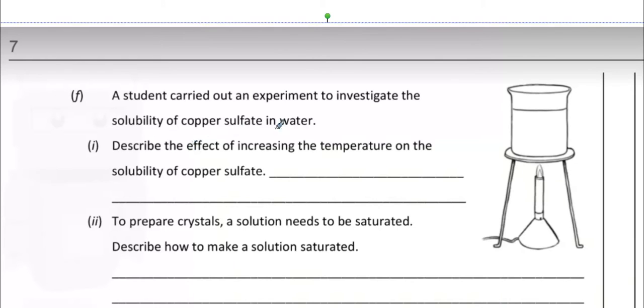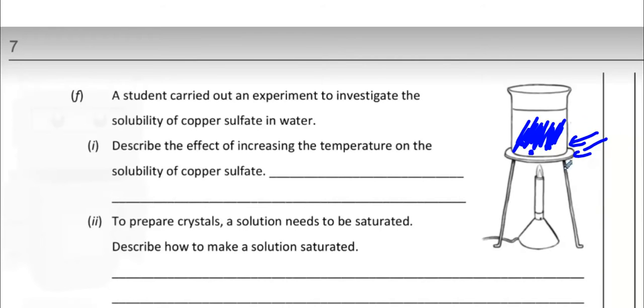F. A student carried out an experiment to investigate the solubility of copper sulfate in water. So copper sulfate is the blue crystals, and what happens is you want all the crystals to disappear and for them to make a blue solution. So you shouldn't be able to see any crystals down the bottom when they're all dissolved. Describe the effect of increasing the temperature on the solubility of copper sulfate. It increases the solubility. It increases the amount of copper sulfate you can dissolve in water.